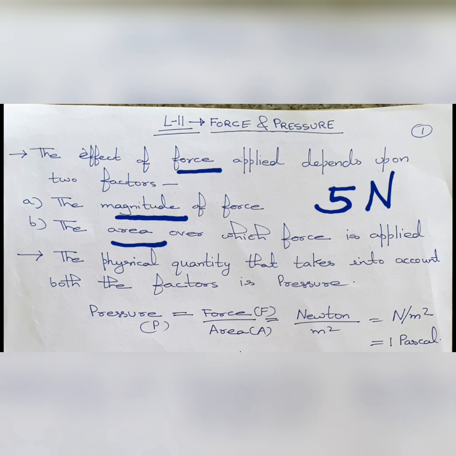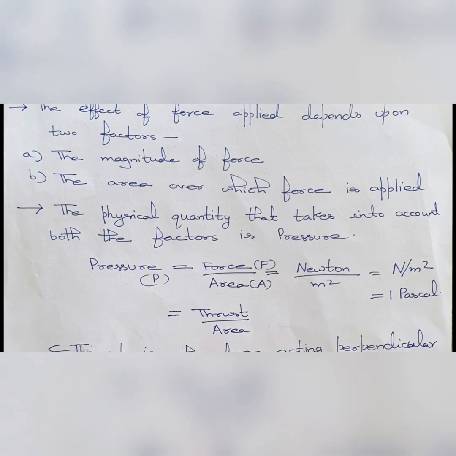So the physical quantity that takes into account both these factors is pressure. Pressure is equal to force per unit area. If we denote force by F and area by A, then F upon A is equal to P. The SI unit of force is Newton and the SI unit of area is meter square. So the unit of pressure is Newton per meter square, and its SI unit is also called Pascal.